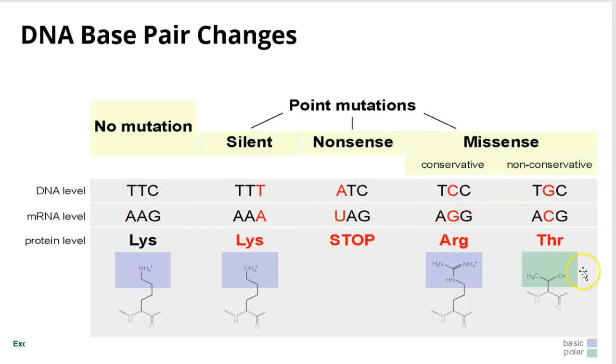Now, lysine, that's a different amino acid, but lysine and arginine are both basic, so it's considered conserved. Whereas if we go from TTC to TGC, we end up with threonine, which is polar. And that's actually non-conserved because this is basic and this is polar. So depending on where it is, this would probably make a bigger change to the protein than this would.